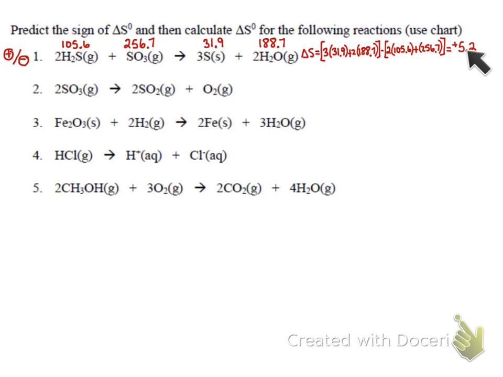And in this case, it's positive 5.2, which is a really small number, so it's very close to 0. So this one was hard to predict. I put a plus and minus because I was unable to predict this, because in this case we have 3 gas particles going to make 3 solid particles plus 2 gas particles. So there's a decrease in gas, but there's an increase in particles, so I found it hard to predict, which is probably why the number is so small here. For the rest of these, go through and do the calculations, and then check your work.